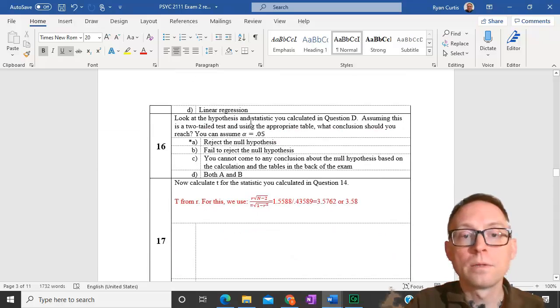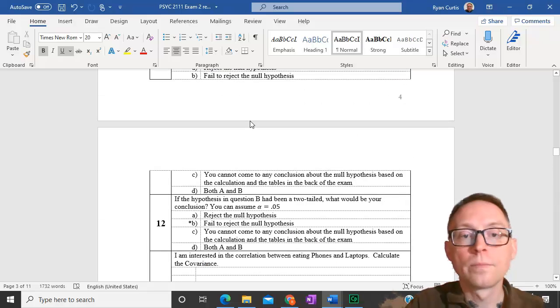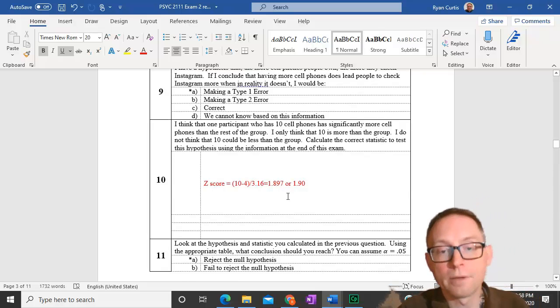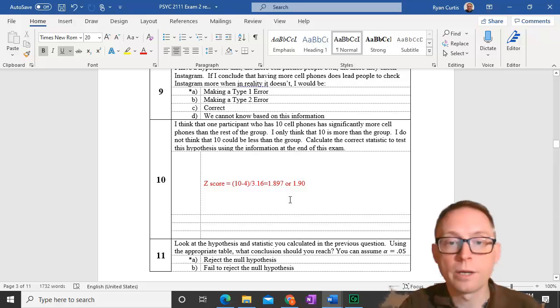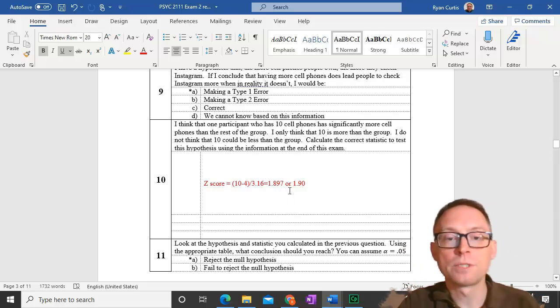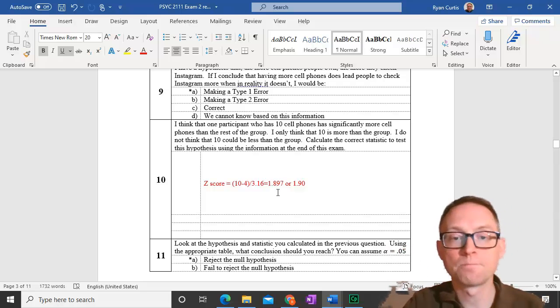So 10 minus 4 divided by 3.1622 gives us 1.897, or 1.90. Okay, so 10 minus 4 divided by 3.16 is 1.897. You can round it up to 1.90.